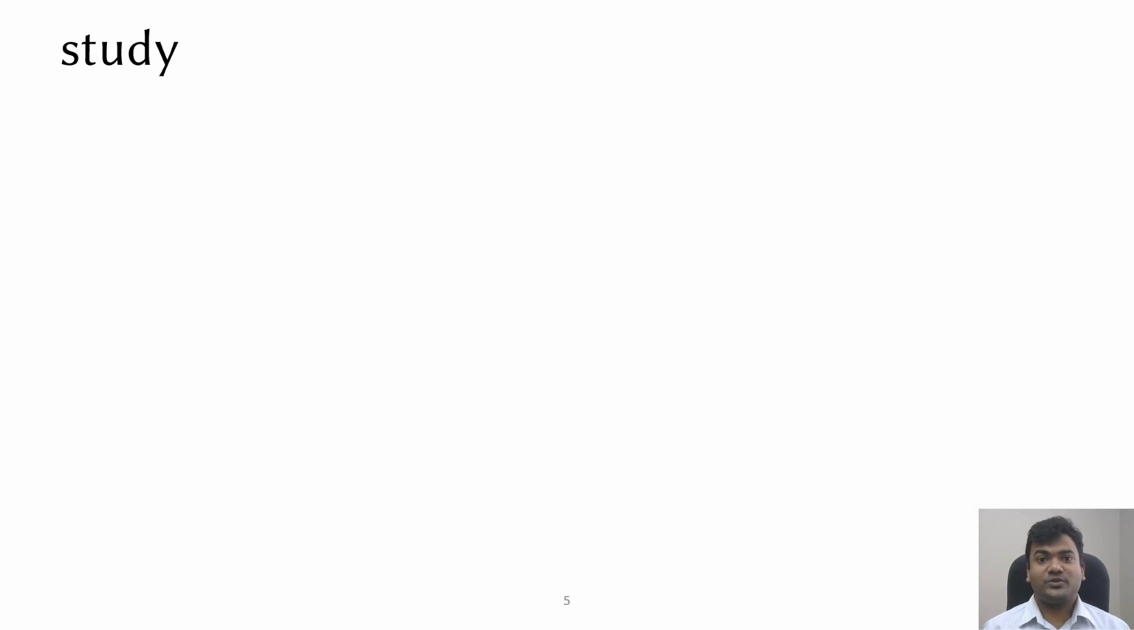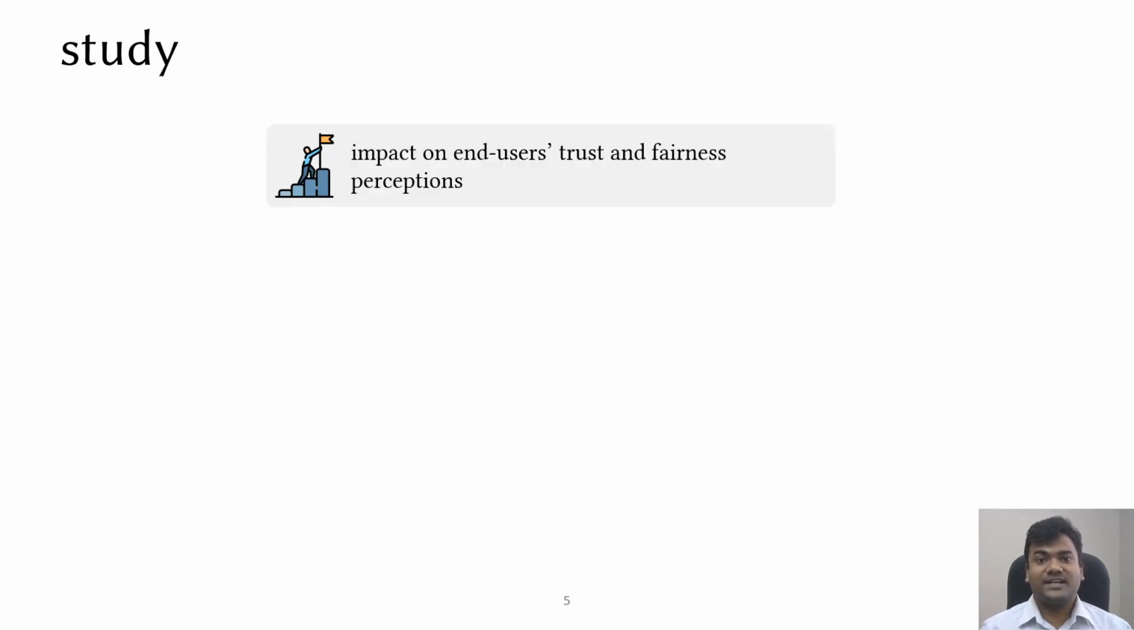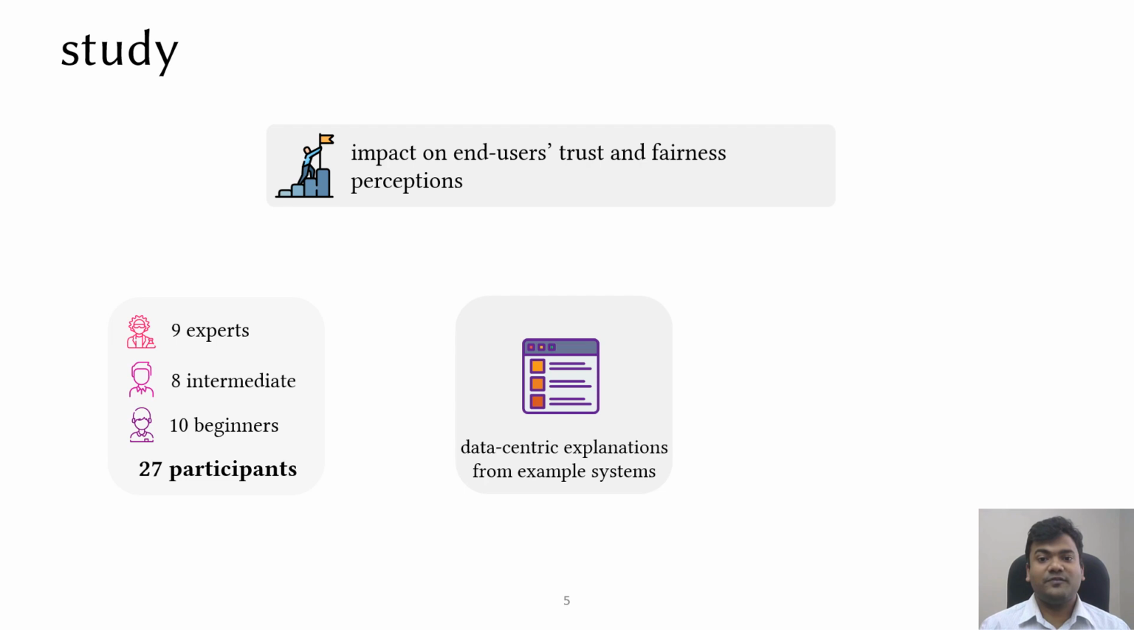We evaluated our prototype in a user study where the goal of the study was to explore how this explanation impacts users' trust and fairness perception of machine learning systems. We conducted the study with 27 participants where we explicitly recruited participants with a range of expertise. Participants interacted with a number of explanations from example systems where we varied the stakes of the system, ranging from low to high stakes, and also the quality and the balance of the training data presented in these explanations. We used questionnaires and semi-structured interviews to collect data from our participants.